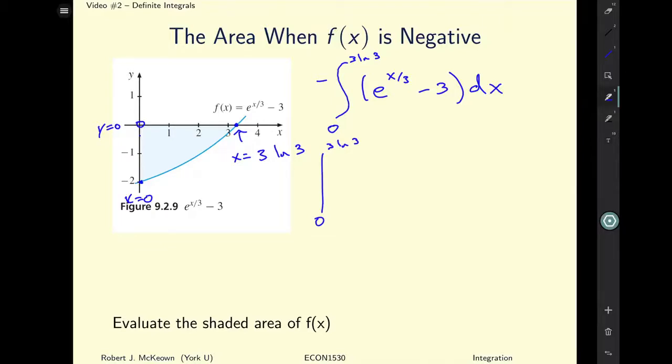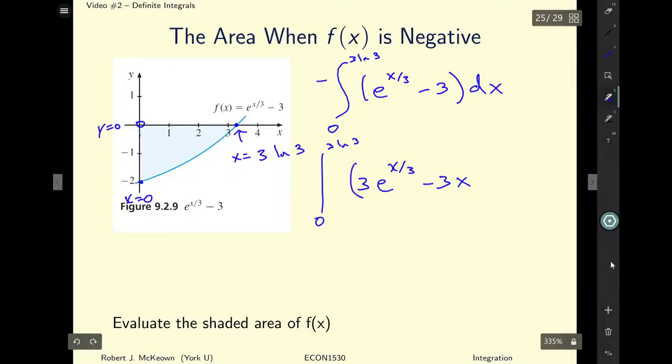If I want to integrate e to the x over 3, I get 3e to the x over 3, right? The derivative of this is going to be equal to e to the power of x over 3. Next, negative 3. If I integrate negative 3 with respect to dx, I get negative 3x. I'm going to put the dx here, and then I realize that I forgot to have my minus sign. I didn't write it again.